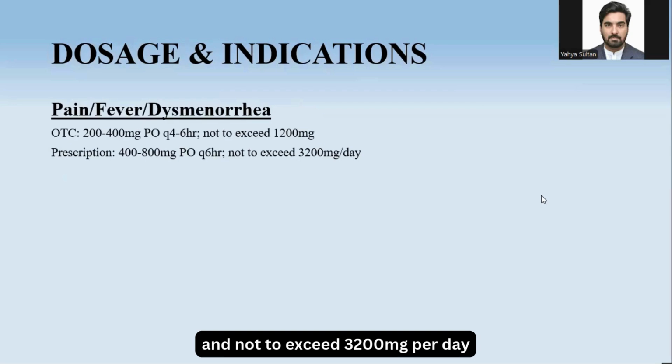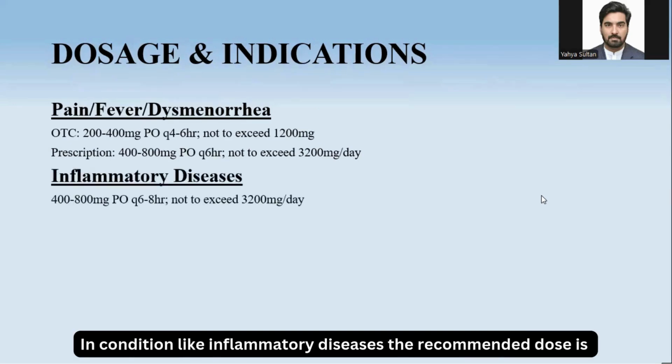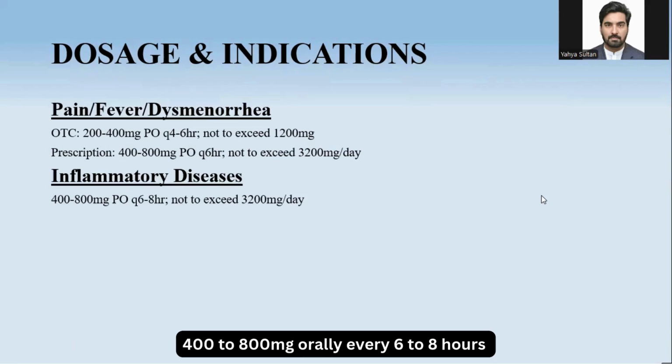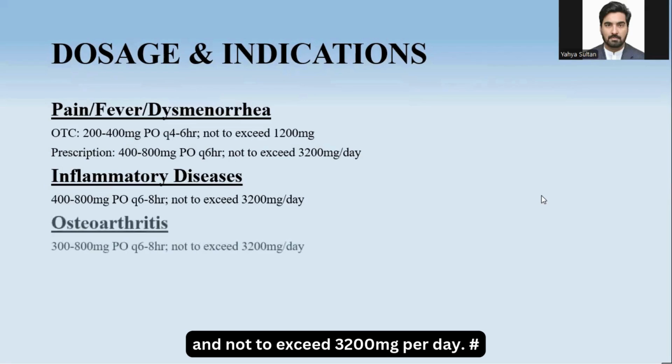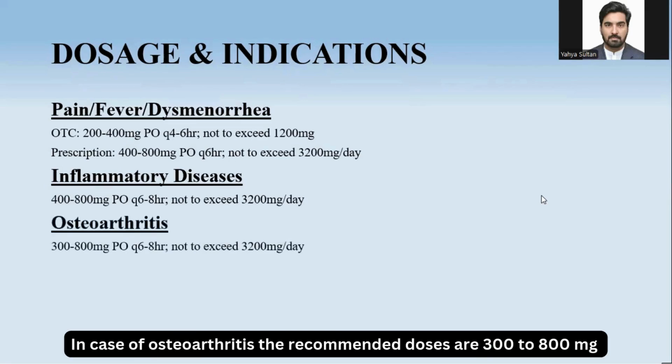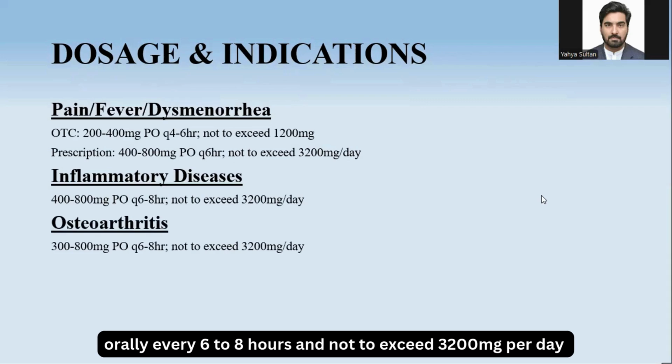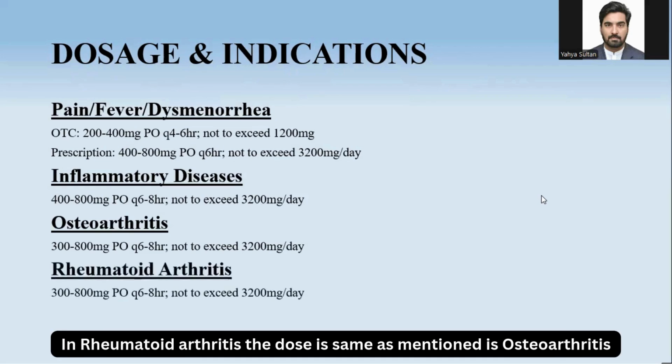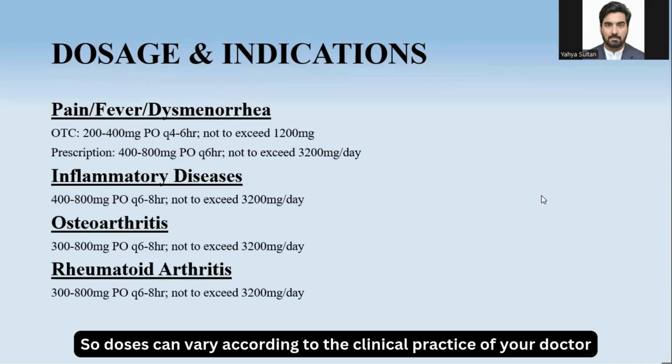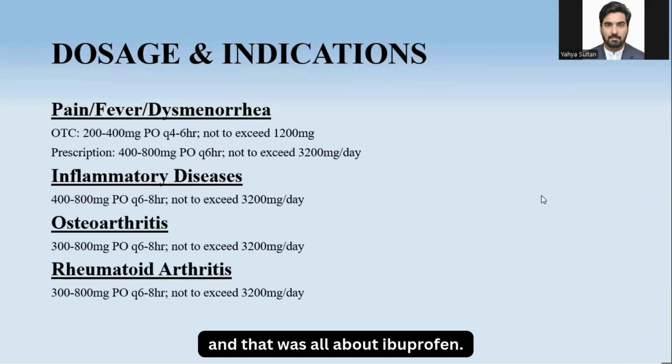mg per day. In conditions like inflammatory diseases, the recommended dose is 400 to 800 mg orally every 6 to 8 hours and not to exceed 3200 mg per day. In case of osteoarthritis, the recommended doses are 300 to 800 mg orally every 6 to 8 hours and not to exceed 3200 mg per day. In rheumatoid arthritis, the doses are same as mentioned in osteoarthritis, so doses can vary according to the clinical practice of your doctor. And that was all about ibuprofen.